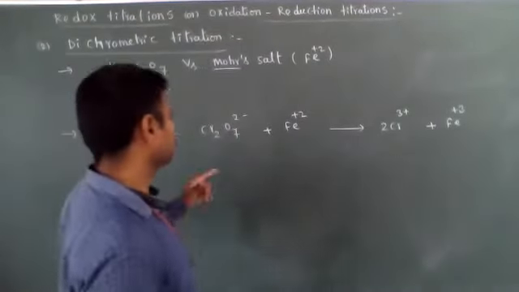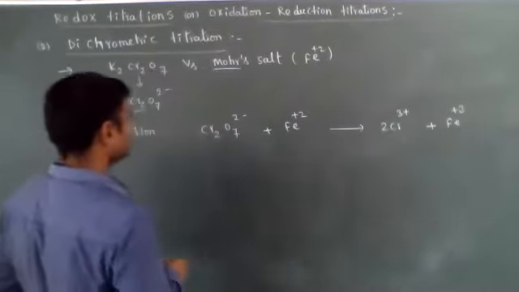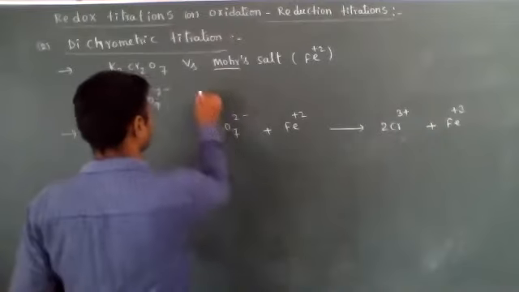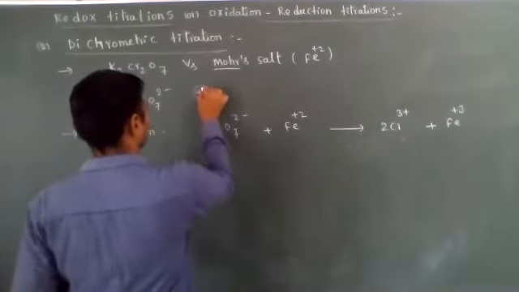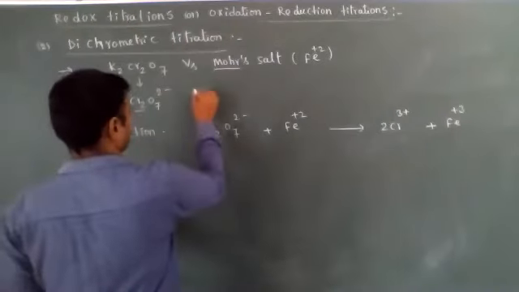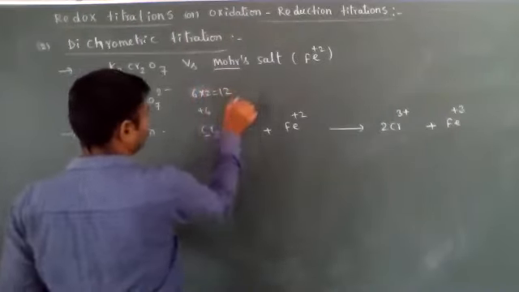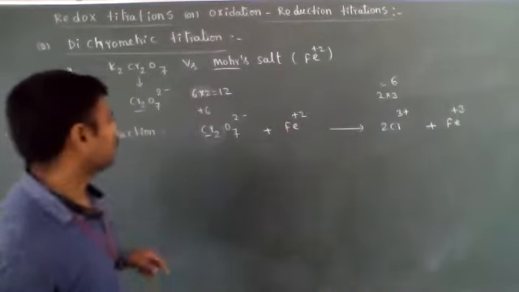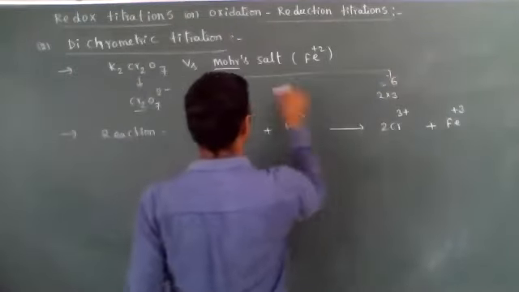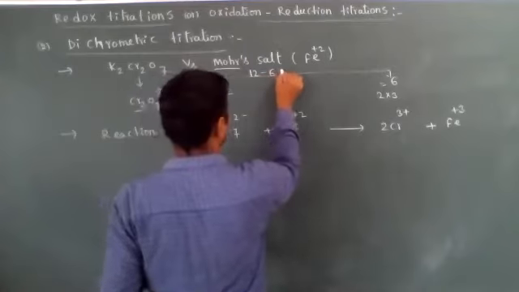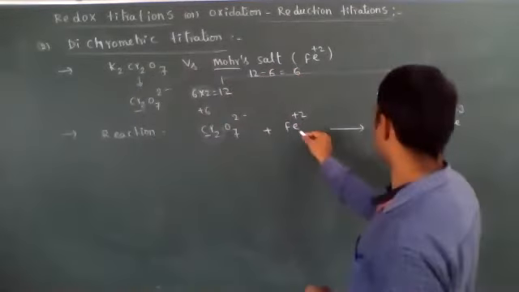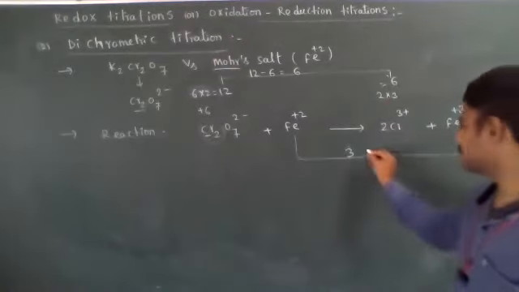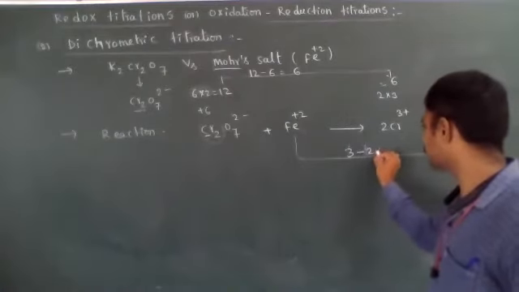Okay, students, now we need to balance this equation. Here a total of 2 chromium ions are there, each chromium oxidation state is +6, so the total is +12. Now 2 into 3 is equal to 6. The difference is 12 minus 6, equal to 6. Iron +2 is converted to +3, so the difference in oxidation numbers is 3 minus 2, equal to 1.